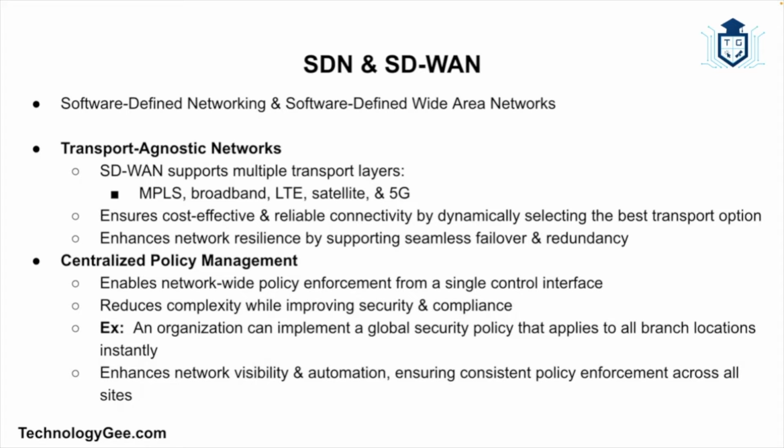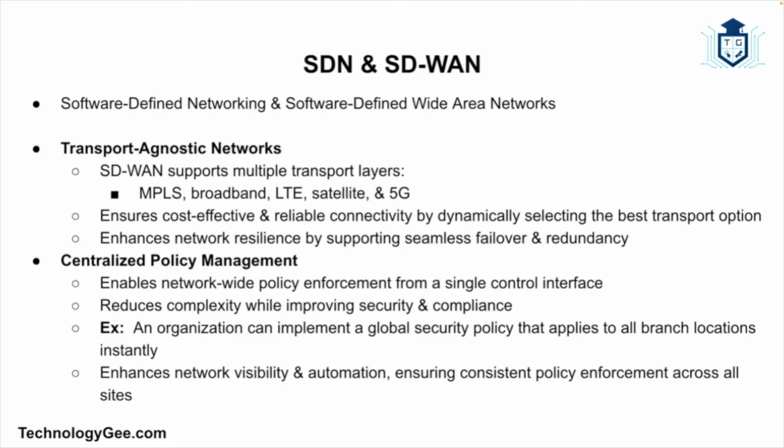Then we have what is called transport agnostic networks, and these allow SD-WANs to operate over any type of network transport, including MPLS, broadband, LTE, and satellite. And this flexibility ensures that organizations can utilize cost-effective and reliable transport options based on their specific needs while maintaining consistent performance. And then we have central policy management.